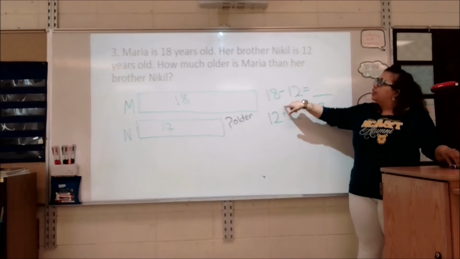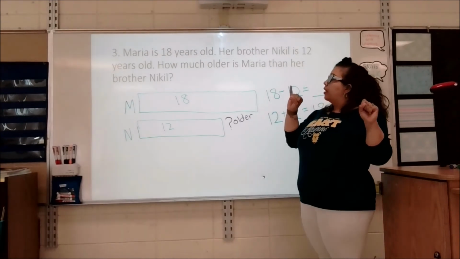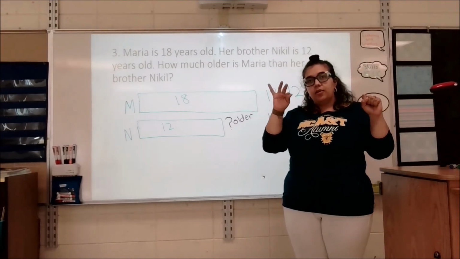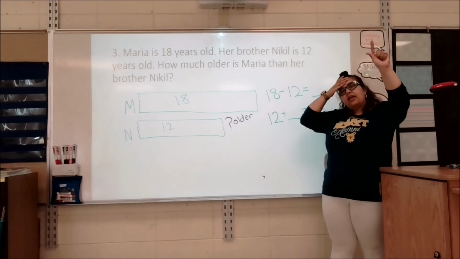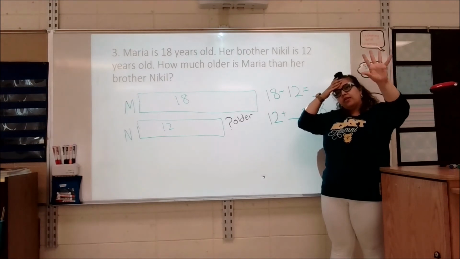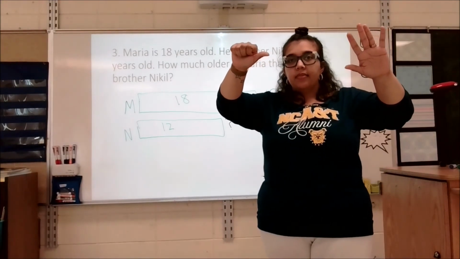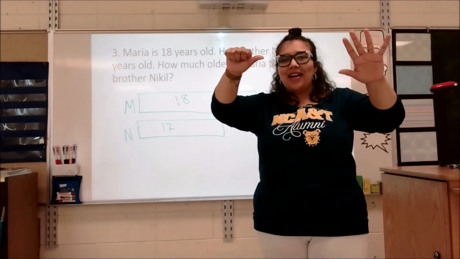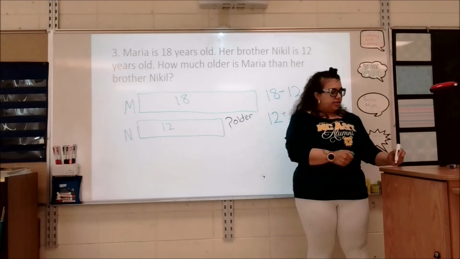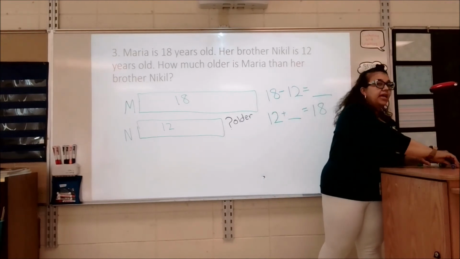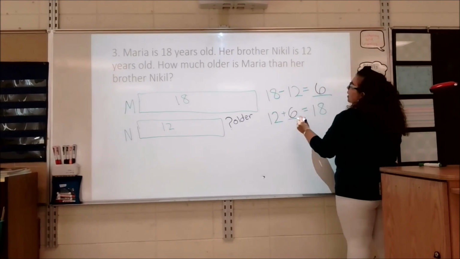So in doing the subtraction, we're going to go from 18, we're going to count back to 12. So starting at 18, we're going to take as many counts as we need to get to 12. So 18, 17, 16, 15, 14, 13, 12. Good. How many counts back was that? 6. Excellent. 6 counts back. So that means that 18 minus 12 is equal to 6. 12 plus 6 is equal to 18.